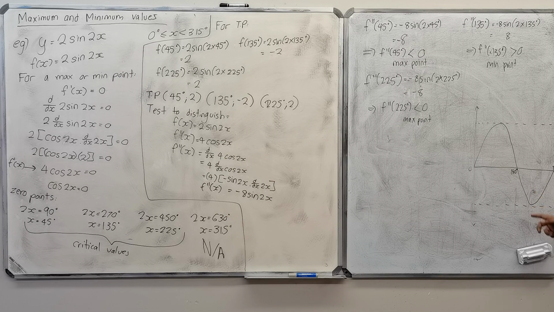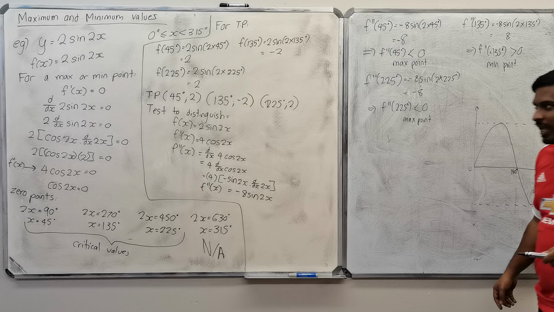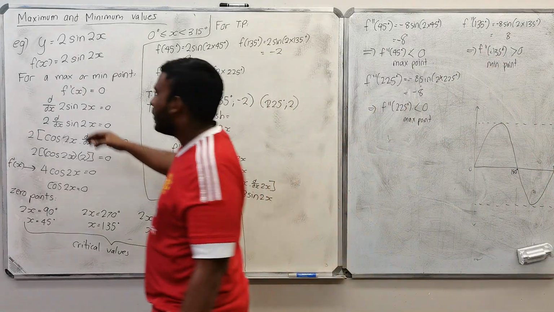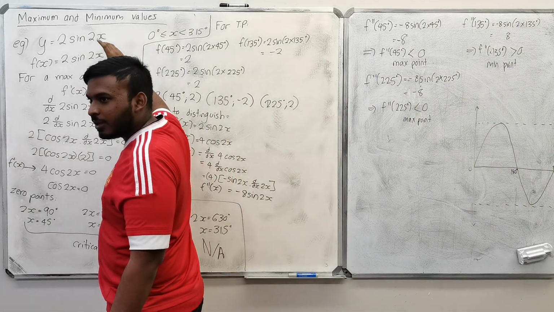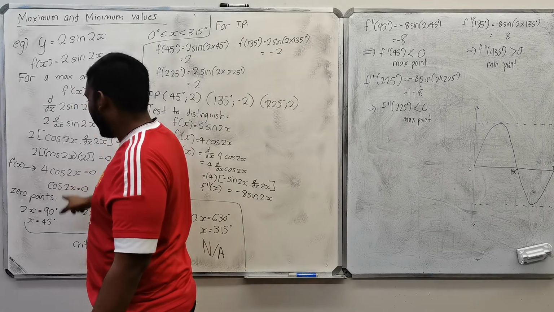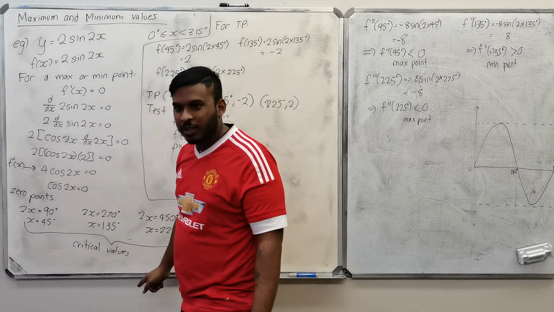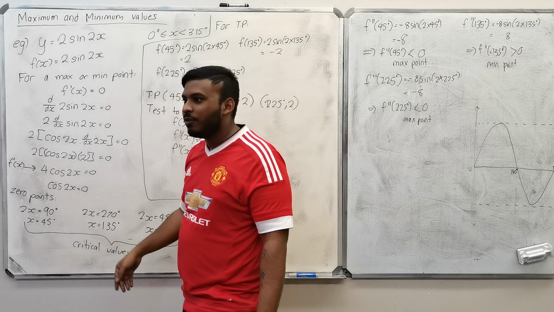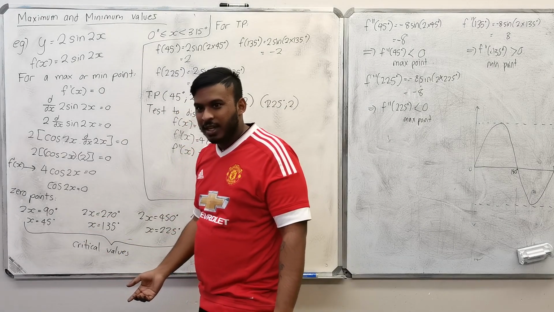270, right? Which are your 0 points for your cos graph, right? Which is why, when you derive your first derivative and let that equal to 0, you see what we were actually solving for: cos 0 points. Because we're solving for turning points, right?